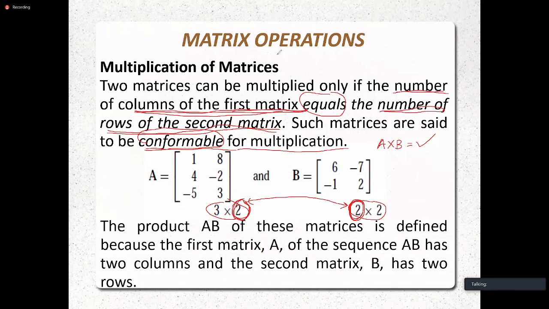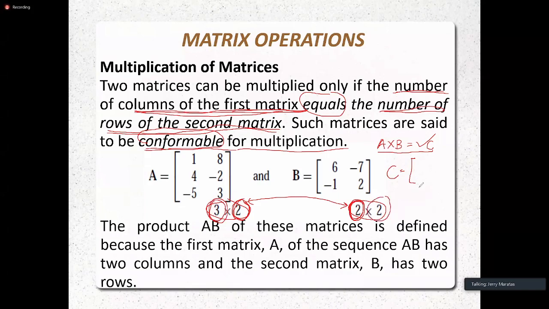So we know that matrices A and B are conformable, correct? That means the number of columns here is equal to the number of rows of the second matrix. So 2 and 2 are equal. Now, what is the size of the resulting matrix? Let us say the resulting matrix is matrix C. What should be the size of matrix C? The size of matrix C should be equal to the number of rows of the first matrix and the number of columns of the second matrix.